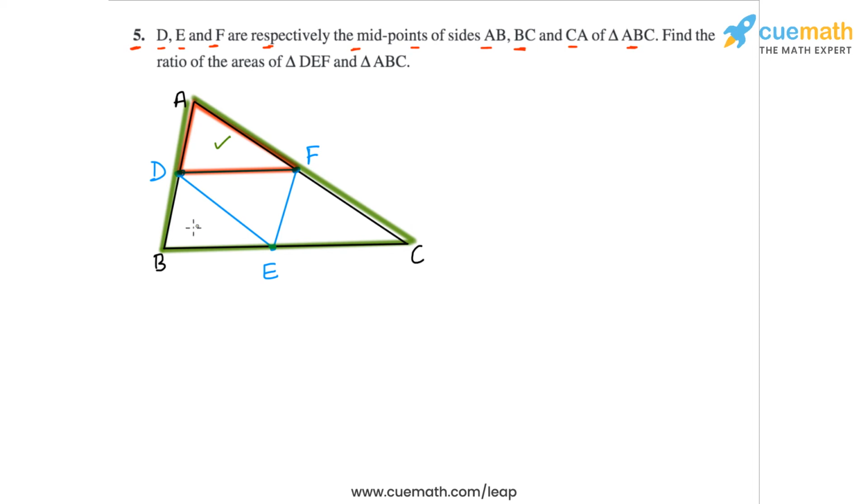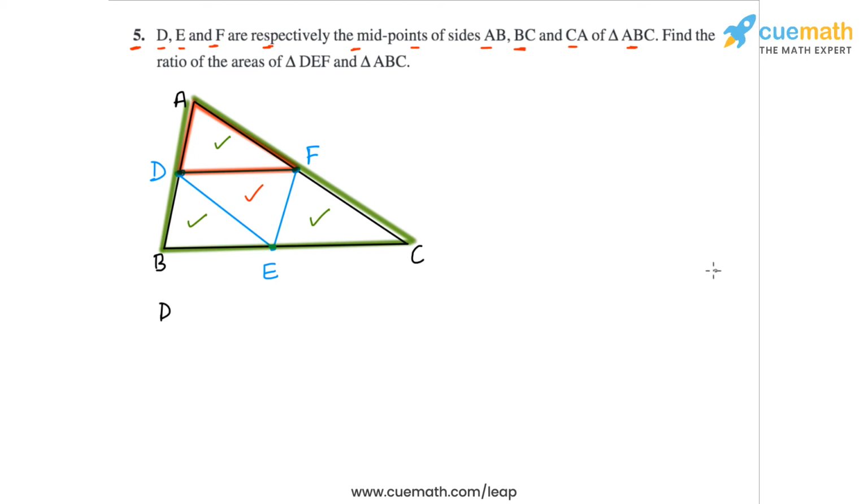Similarly, we can then say that the area of triangle BED is also 1/4 the area of ABC, and the area of triangle CFE is also 1/4 the area of ABC. So these three triangles put together will form 3/4 the area of ABC, which will leave you with this triangle DEF, which will then be 1/4 of the area of triangle ABC. So this is the logic that we will use in this second approach. So let me write it now.